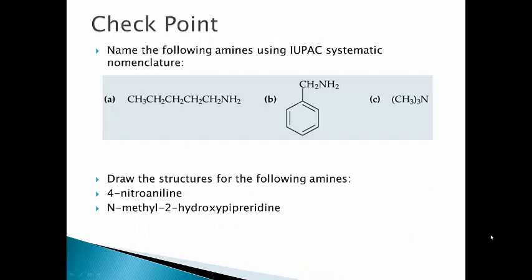Okay, so let's have a go at some checkpoints. So name the following amines using our IUPAC systematic nomenclature. Okay, so the first one's just counting up the carbons. So 1, 2, 3, 4, 5. So pentanamine. Okay, 1 you can put out the front if you want. You can also write it as pentylamine. So pentanamine and pentylamine is the same thing.